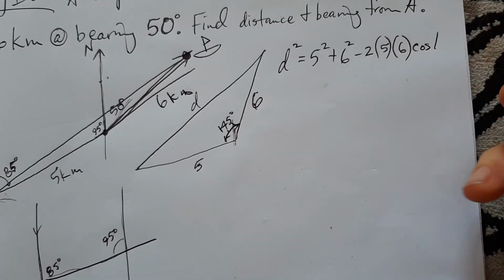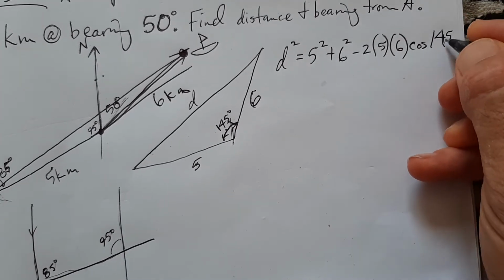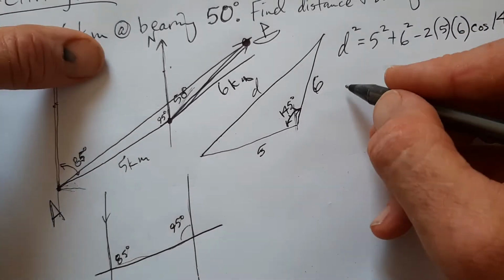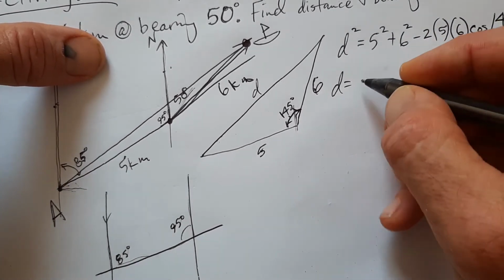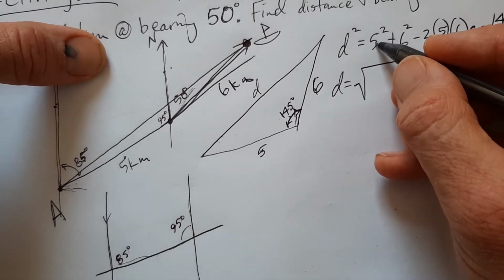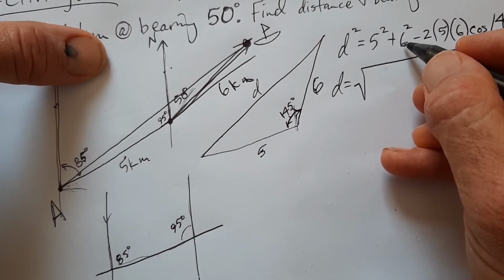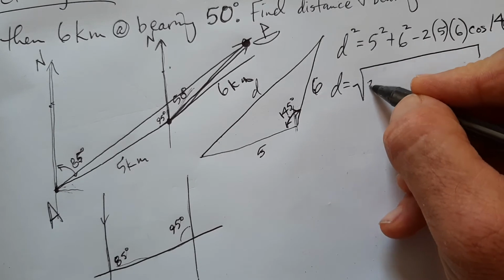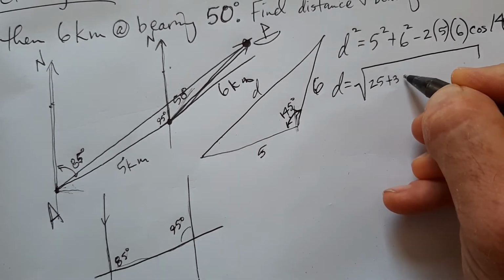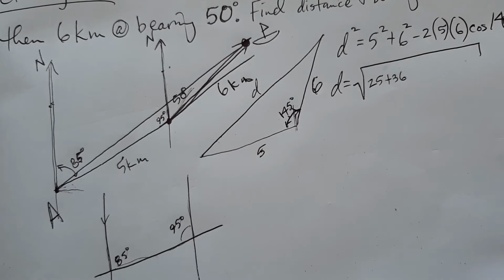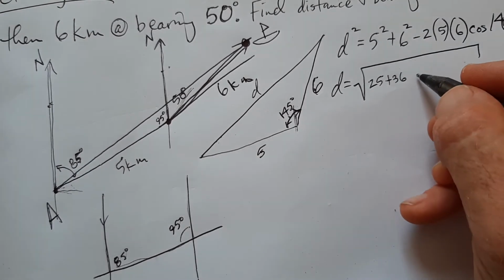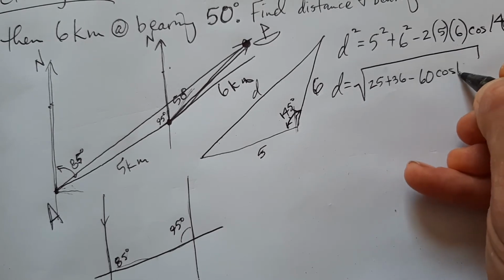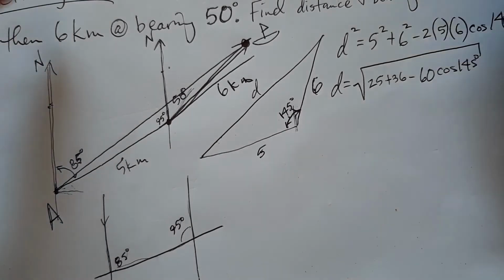Oops, I went off the page. 145 degrees. So this problem, I know I've talked a lot and made it long, but it's not that bad of a problem. So then, of course, I see if I can put all this in. I've got D equals the square root of 25 plus 36, 61. Okay, 61 minus 60 cosine of 145.